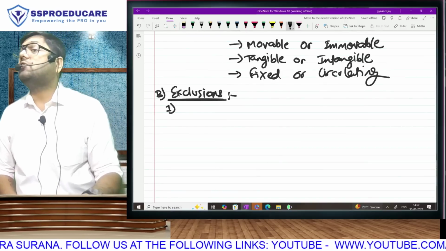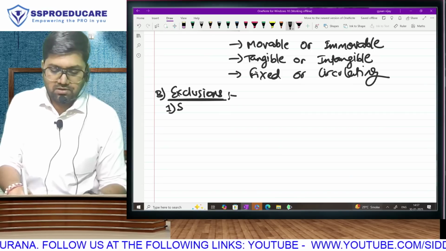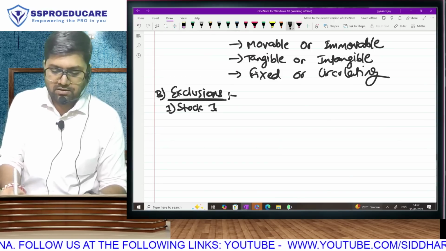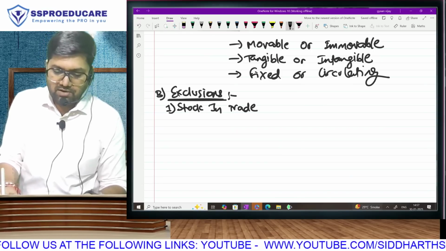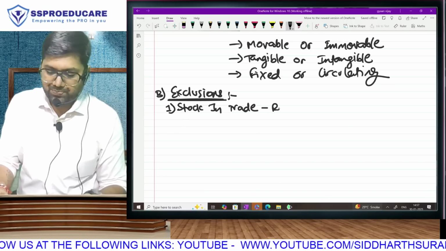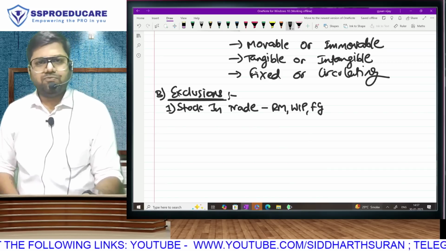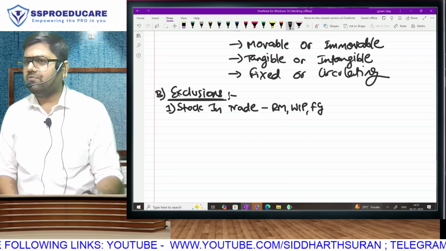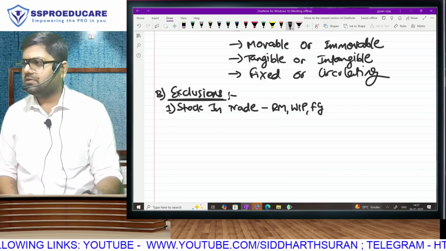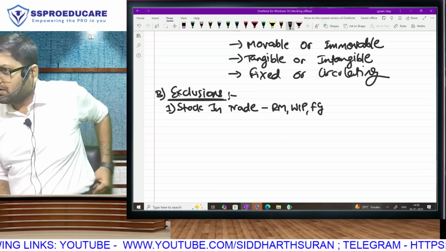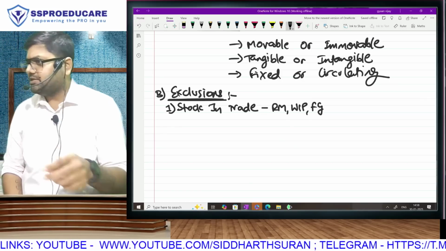Following assets I will not calculate. First, the easiest of all to explain, stock in trade. You can be having your stock in trade in the form of raw material, WIP, finished goods. This final accounts of manufacturer has become a part of the foundation syllabus. Manufacturing account, and then trading, P&L, balance sheet.